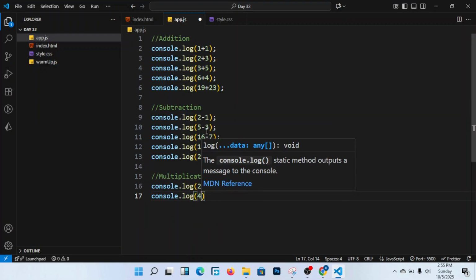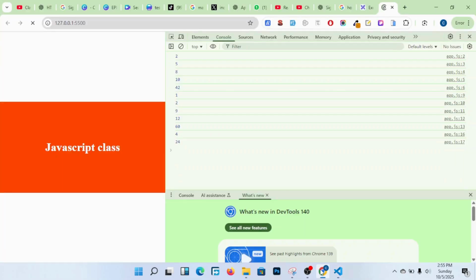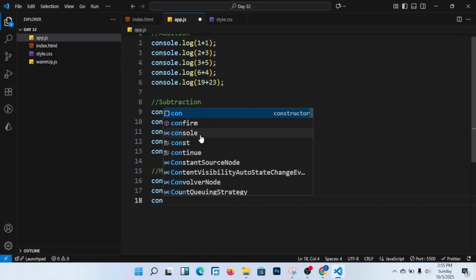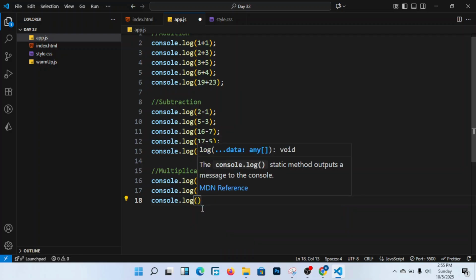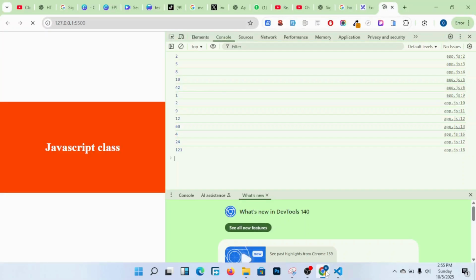I come and say 4 times 6. 4 times 6 is what? 4 times 6 gives me which answer? 24. Okay? Then I come here and say console.log. Then I come and say 11 times 11 gives me which answer? 121. Okay? It shows there it's 121.